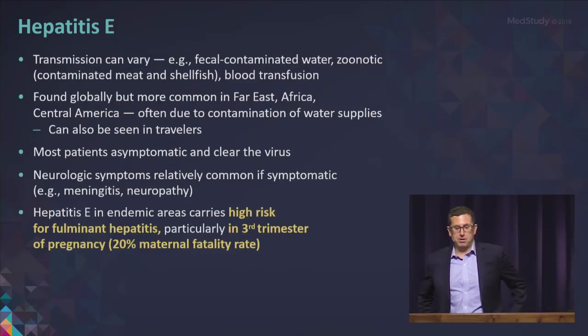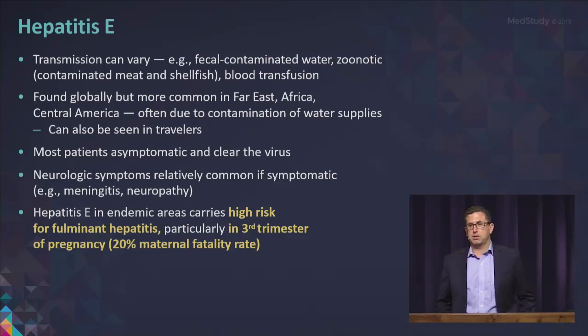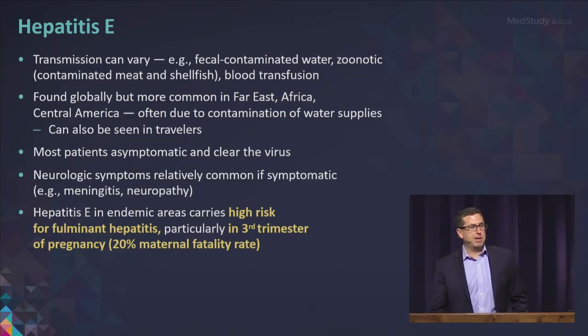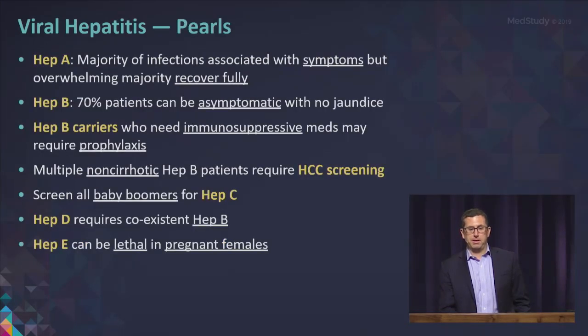Hepatitis E, you've probably heard about this because it's associated with a high risk of fulminant hepatic failure in pregnant women, particularly in the third trimester, as I mentioned down here. Transmission can vary. It could be fecal contaminated water. It could be from contaminated meat and shellfish, or even from blood transfusion. It's found globally, but it's really more common in the Far East, Africa, and Central America. Most patients are asymptomatic and clear the virus. If you do develop symptoms, however, patients will frequently have neurologic symptoms, including meningitis and neuropathy.